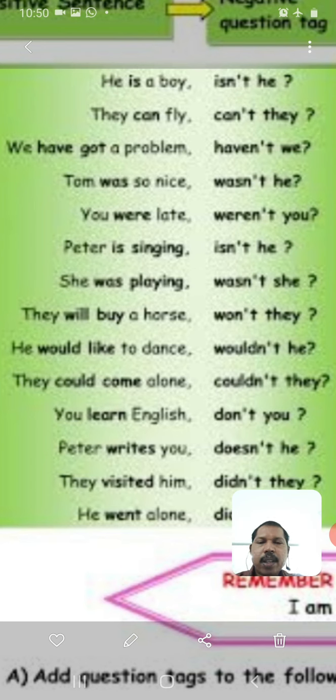So, don't you. Peter writes. Peter is equal to he. Peter is a singular proper noun. For he, she, it and a singular proper noun we have to use the does form in simple present. So writes is split into does plus write. Doesn't he. So not doesn't Peter, we have to use doesn't he. The equivalent to Peter is he. That pronoun only we have to use. So in all the examples you can see the question tag ends in the personal pronoun.